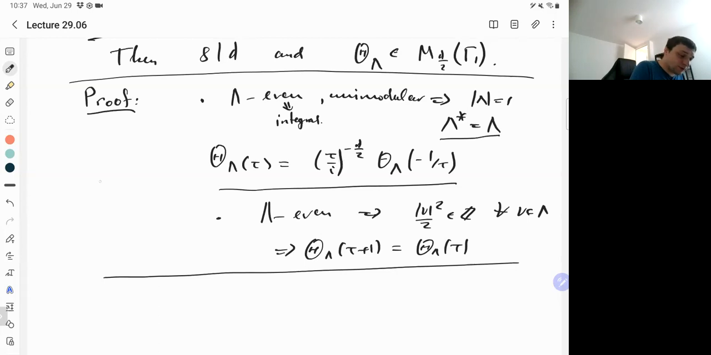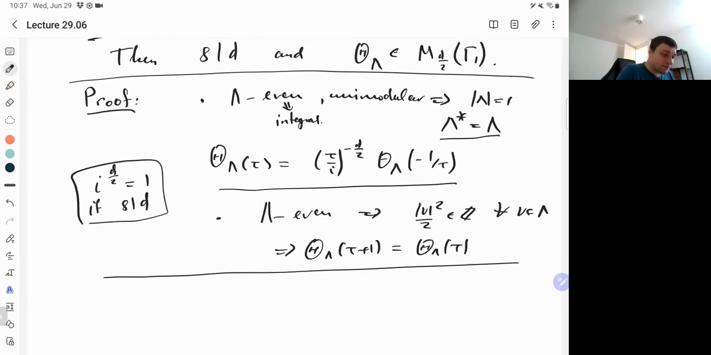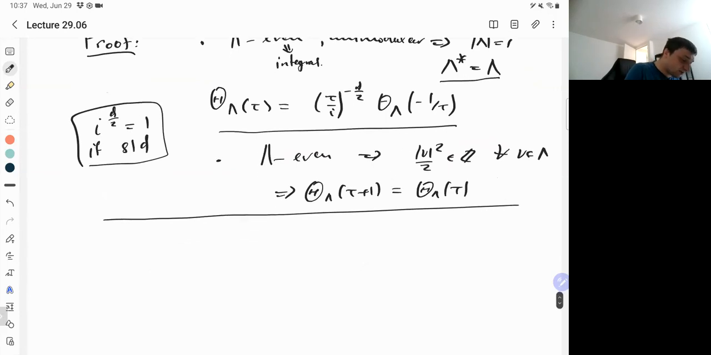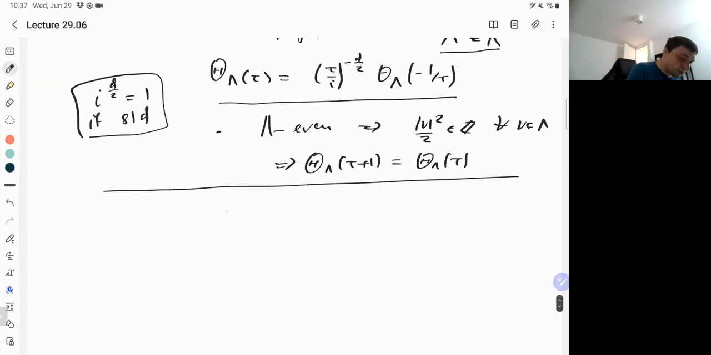And the reason is that this factor will disappear, since i to the d over 2 is 1 if 8 divides d. But the fact that this nasty multiplier comes in actually forces d to be divisible by 8. And the reason is, you can do a small calculation. So look at this expression here.